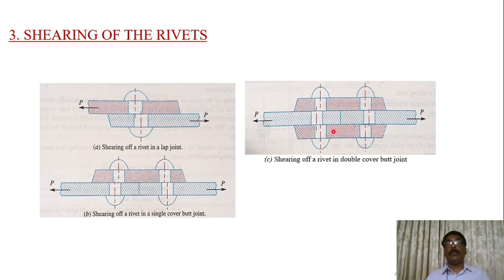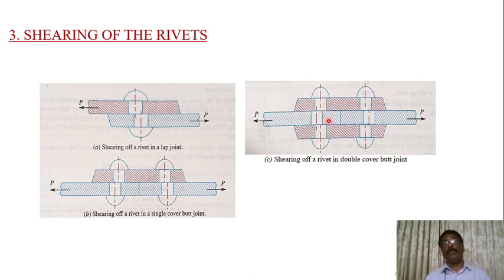Now coming to the third figure, it is also a butt joint. This is one plate, this is another plate, butting against each other across this particular edge, and two cover plates are placed, one cover plate and another cover plate, and after that riveting is done. So it is an example of a butt joint with two cover plates or two strap plates. Now whenever the load acts like this in practical use, there will be chances of this rivet shearing off like this. And it is clearly visible that the rivet will shear off along this particular cross section, and again across this particular cross section. That means this rivet is under double shear.